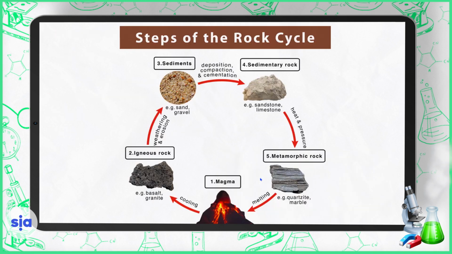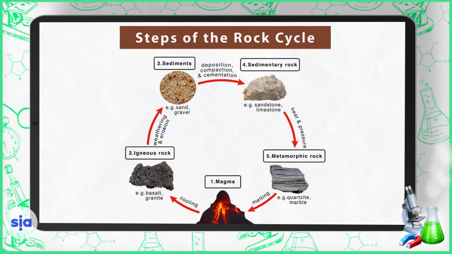These are the steps of the rock cycle. Let's start with the magma. Magma is molten rock inside the Earth. When it cools down, it will form igneous rocks. Also, lava can form igneous rocks above the Earth's surface.